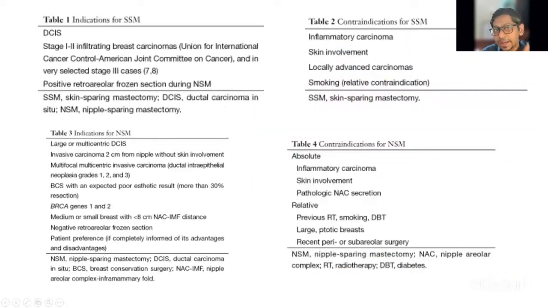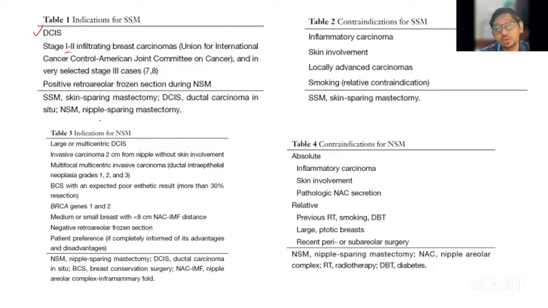So let's look at some indications for skin sparing. Again, extensive DCIS. The first patient that we saw, we can do a skin sparing mastectomy if it is not close to the skin. So definitely that is an indication to do a skin sparing mastectomy, and then you can do an implant also for that patient. Again, IDC, infiltrating or invasive ductal carcinoma, then early stage, so stage 1 or stage 2. In stage 3, again, very selective. So nodal disease, T3N1 and beyond, in very select cases you can do a skin sparing mastectomy. It is easier to do skin sparing mastectomy with smaller tumors, stage 1, stage 2.